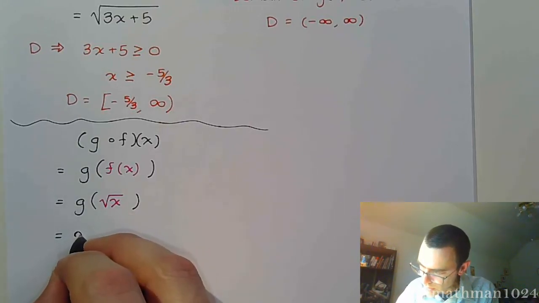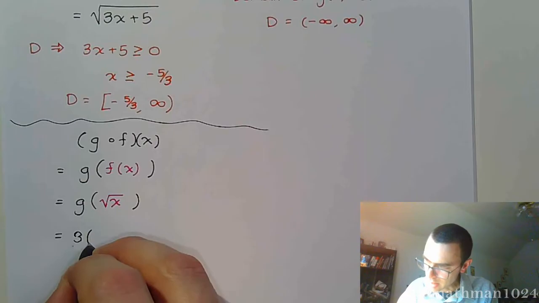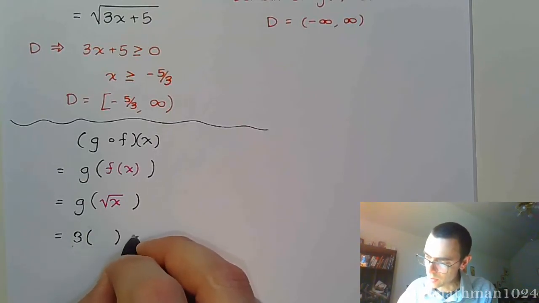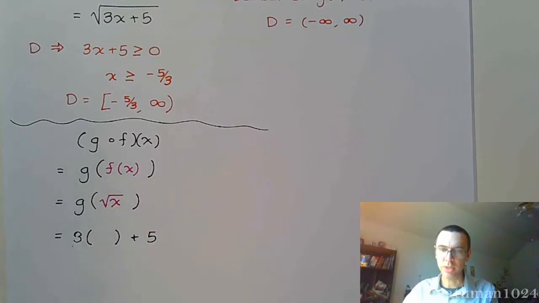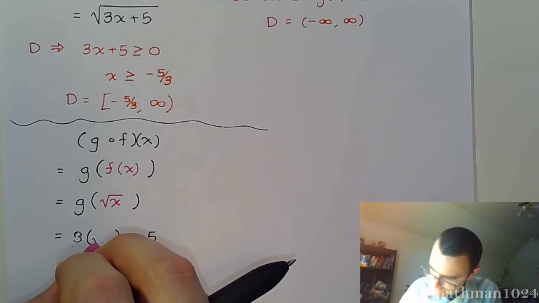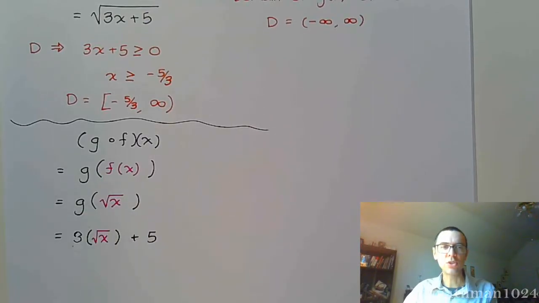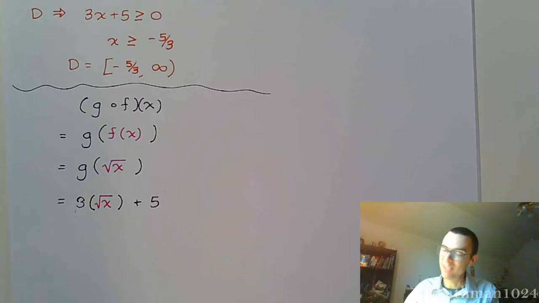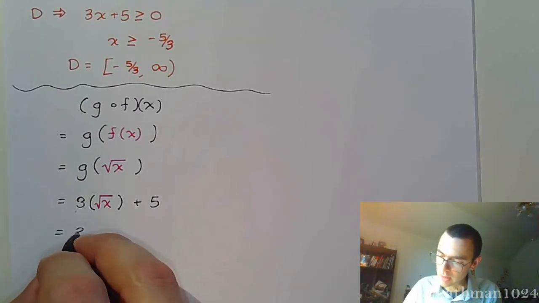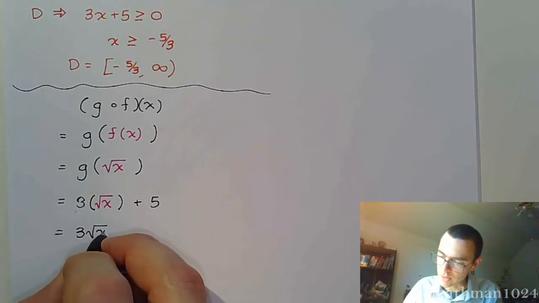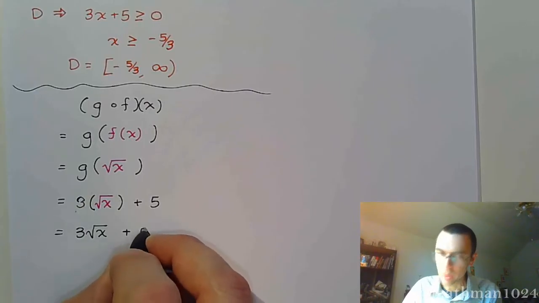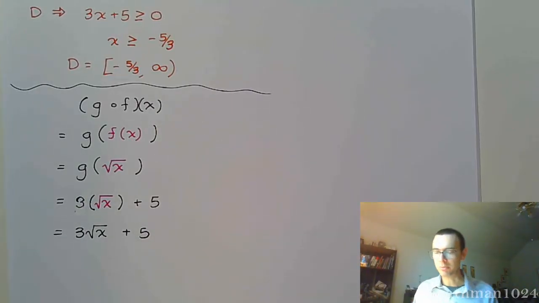So g says you're going to do 3 times your input value plus 5. So I'm plugging in the square root of x. And there's really not much to do here, so you just write 3 square roots of x plus 5. But let's talk about the domain here.